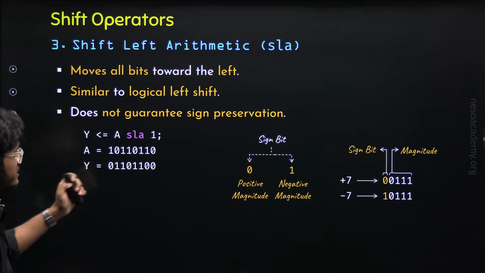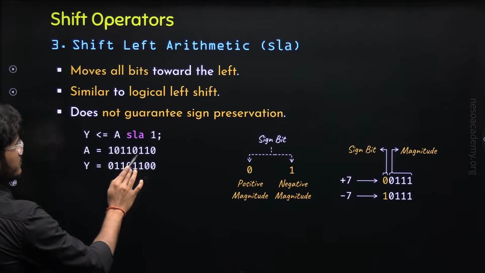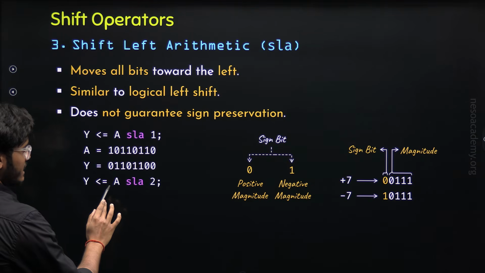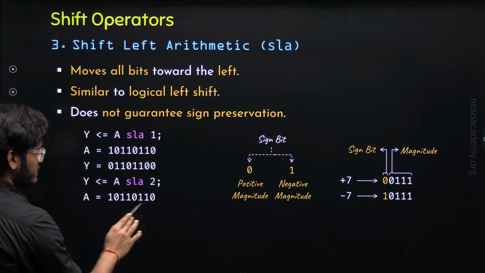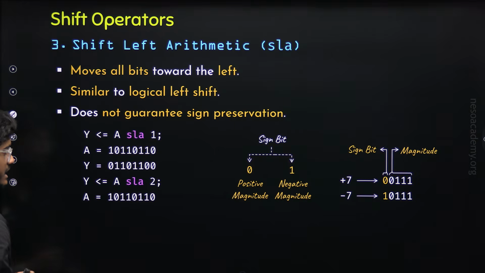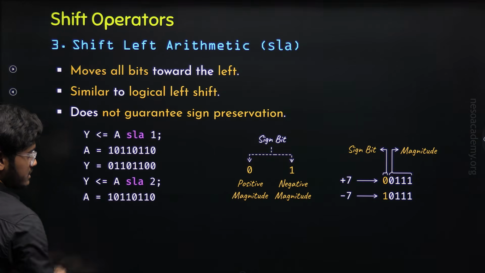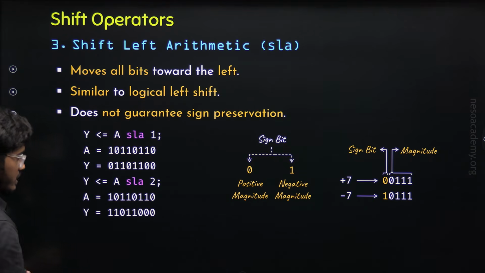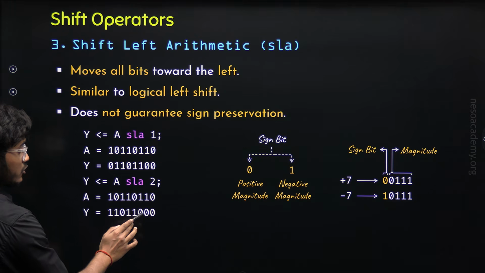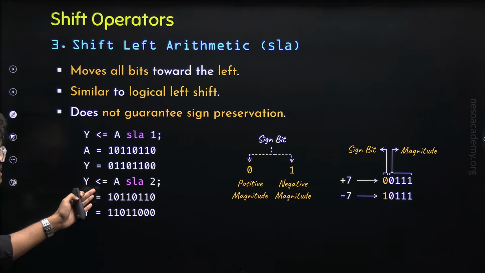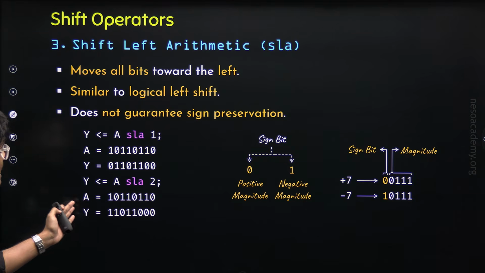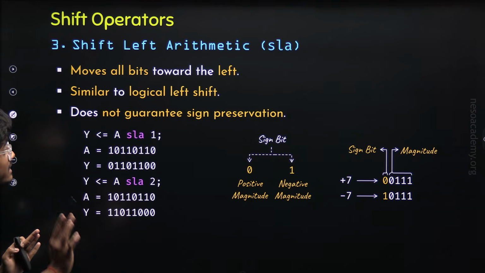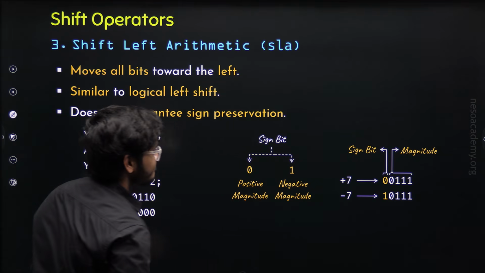So here the sign changes. But let's shift this vector to the left by 2 places and see what happens. For that I will write SLA 2. Now shift this vector to the left by 2 places, which means remove these 2 leftmost bits and add zeros on the rightmost empty positions. The output will be 110110000. In this case, the MSB remains 1, meaning the sign does not change. So I hope you understand that the shift left arithmetic operator does not guarantee sign preservation.